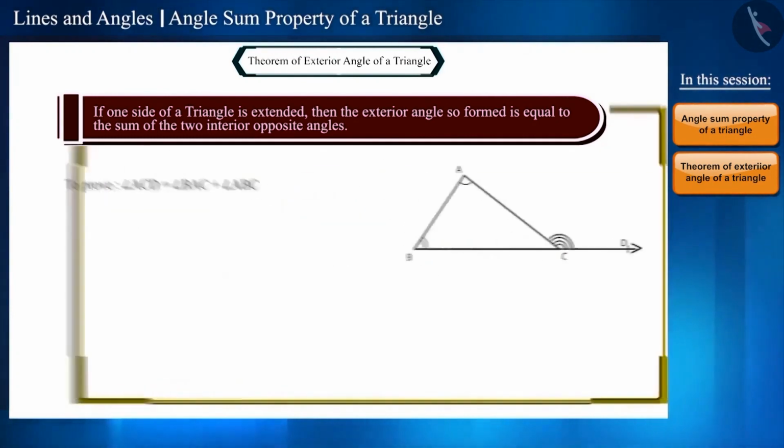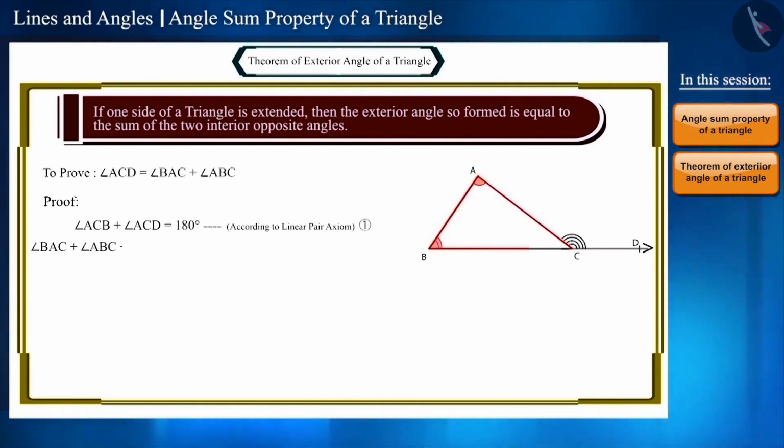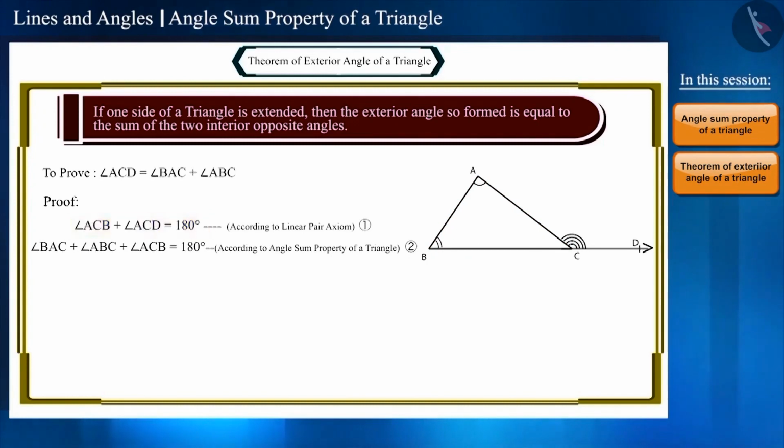Friends, this is quite easy. Here BCD is a line and angle ACB and angle ACD are linear pair angles. That is, we can say that angle ACB plus angle ACD equals 180 degrees. Let's call this equation 1. And as we just learned, the sum of the three angles of a triangle is 180 degrees, which means angle BAC plus angle ABC plus angle ACB will be equal to 180 degrees. Let's call this equation 2.